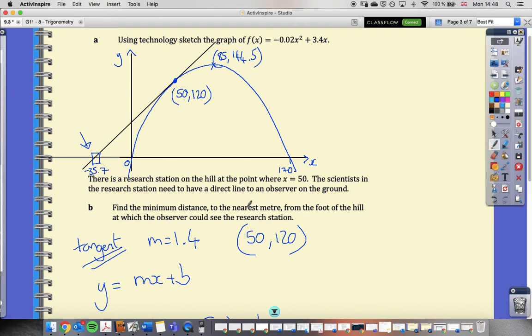Find the minimum distance to the nearest meter from the foot of the hill at which the observer could see the research station. So this distance, this is the foot of our hill we've assumed. So the minimum distance to the nearest meter is 36 meters.